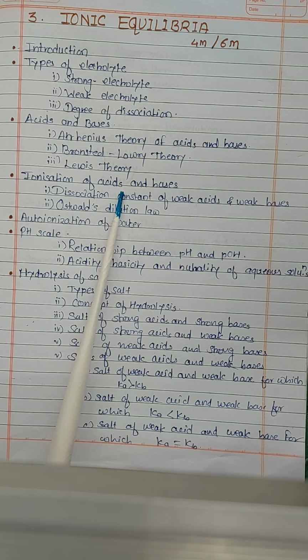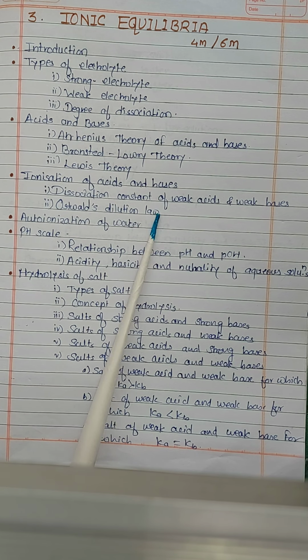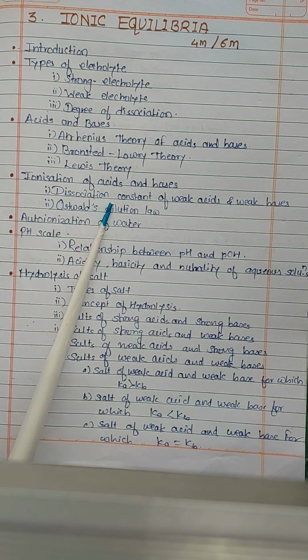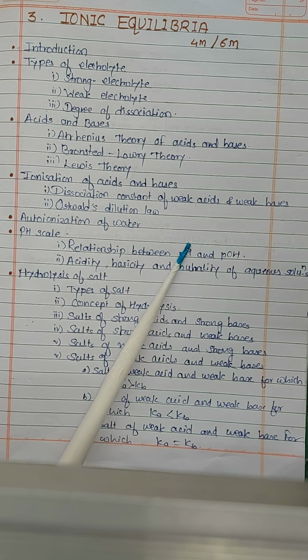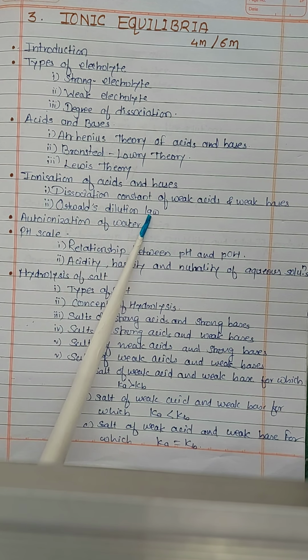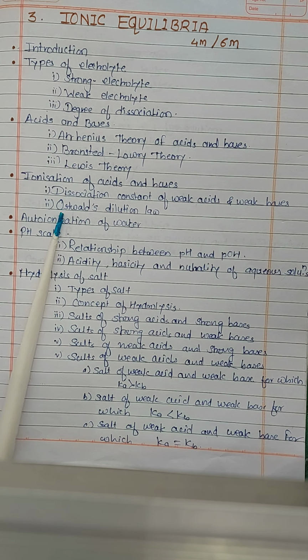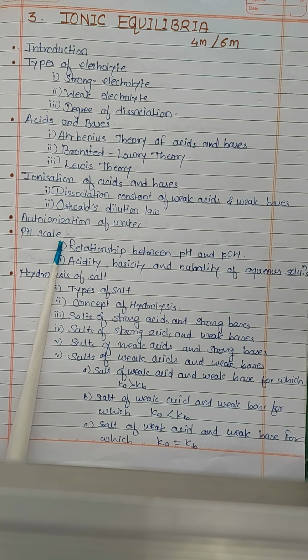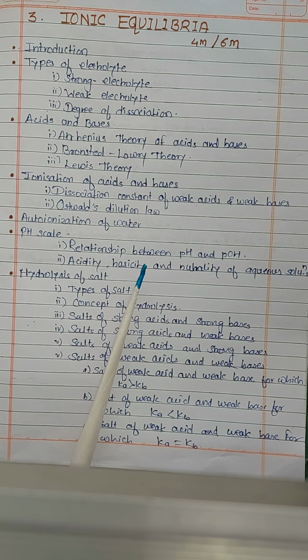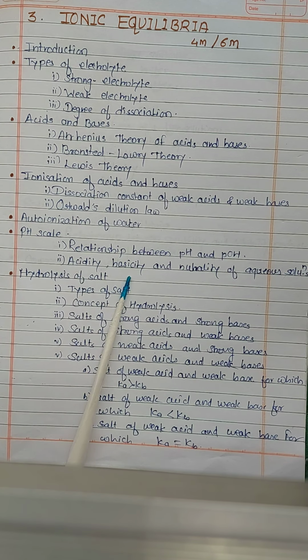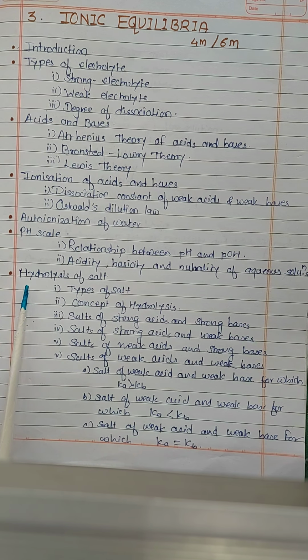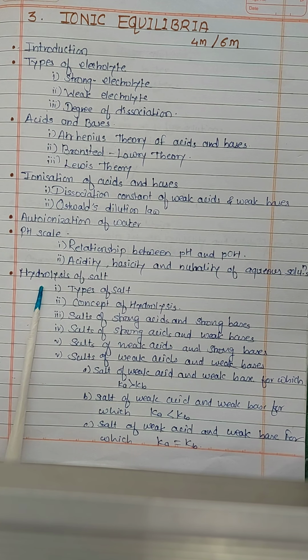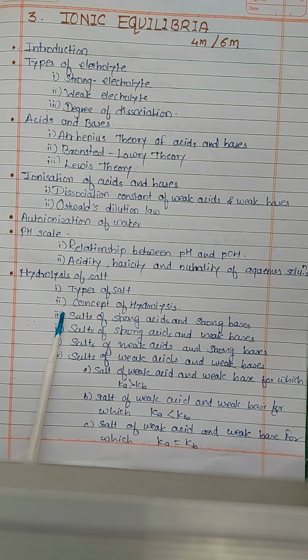Then ionization of acids and bases, in which we are studying dissociation constant of weak acid and weak base, and Ostwald's dilution law. These 2 points we are studying under ionization of acids and bases. Then autoionization of water. Then pH scale, in which we are studying relationship between pH and pOH, acidity, basicity and neutrality of aqueous solution. Then hydrolysis of salt, in which we are studying these 6 points.